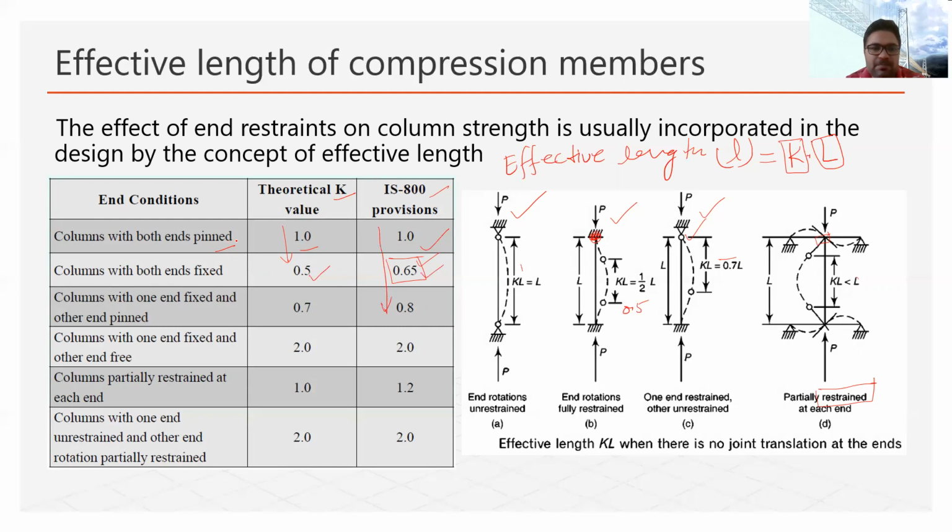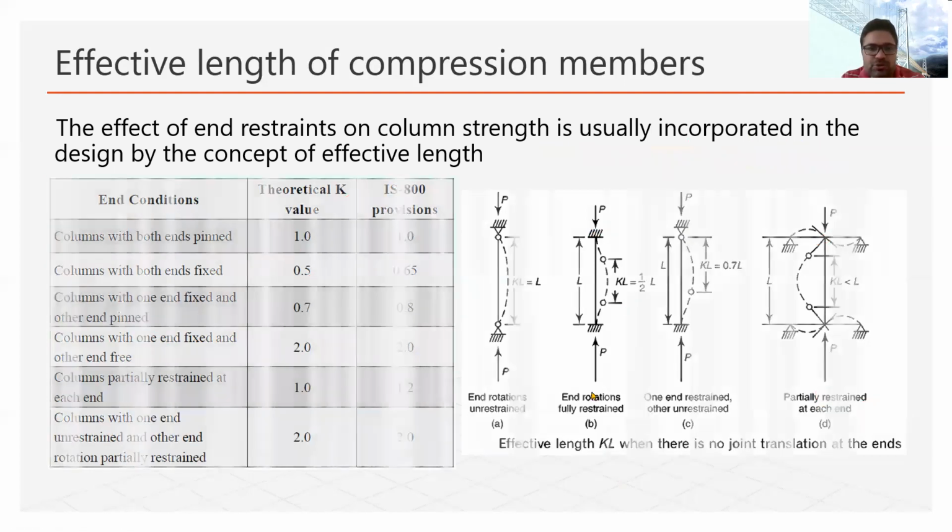If the column ends are pinned, the K value will be 1. If the column ends are fixed, the K value will be 0.65. If the column has one end fixed and the other end pinned, it will be like this. All these cases are given here. Similarly, in the fourth case, you can see columns with one end fixed and the other end free, like a cantilever. In that case, the K value will be 2, because the inflection point will be outside of the member. I will show you that in the next slide.